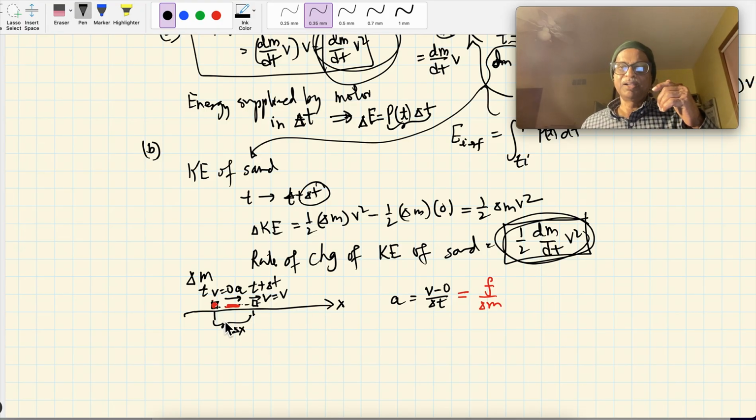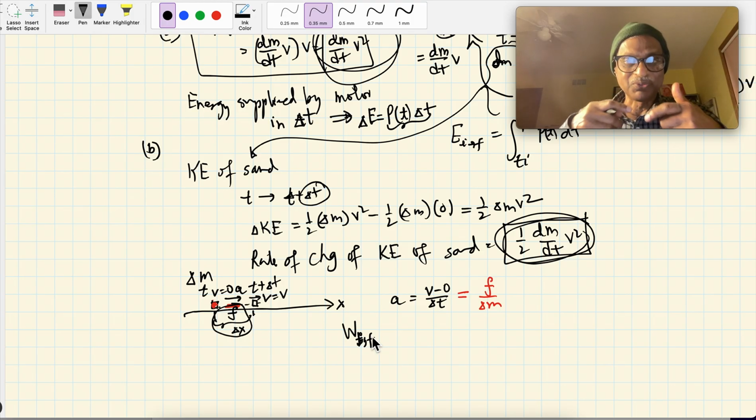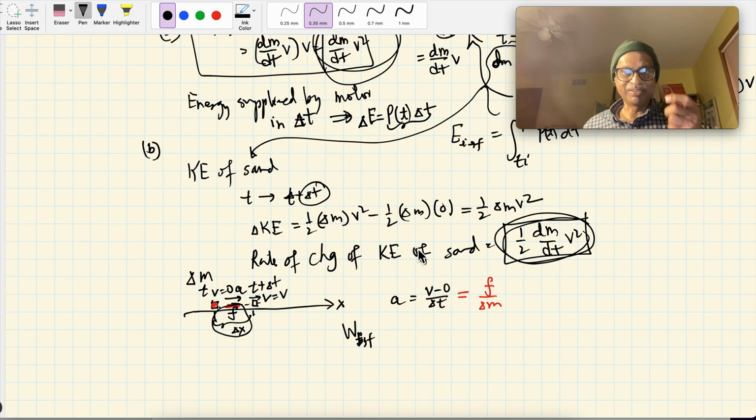Those are some of the things you can write down, but how does it help? Well, if this frictional force is going to do work, then the work done by the frictional force, our motor has to work against this frictional force. It has to supply the energy that the friction force will do the work. So this work will be just F times delta x.